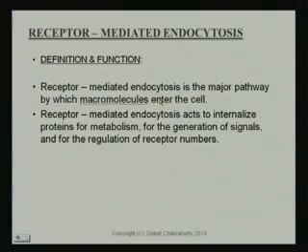So, these are the 3 points that we are talking about. The internalization of the protein, generation of signaling, which is cell signaling, and the third one is the regulation of the receptor number, and this is equally important. What happens is that the receptor number in the cell can change.